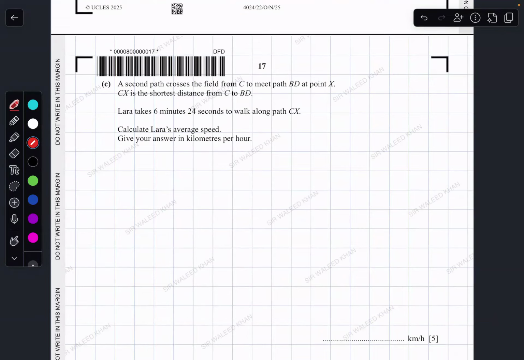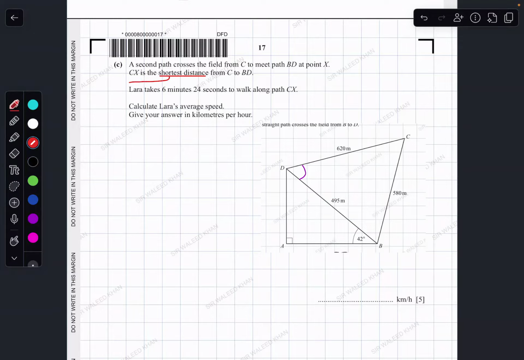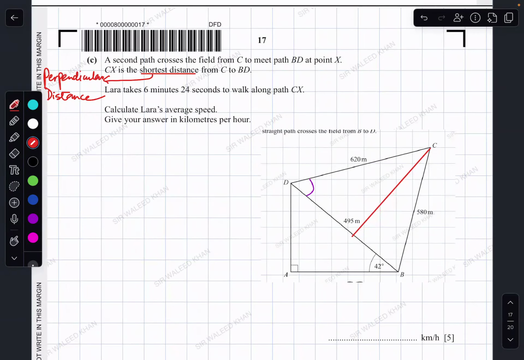So Hiba, can you tell me, shortest distance will be? Shortest distance means? Yes, Hiba? Shortest distance means the perpendicular distance. That means when I draw the line, it should make 90 degrees with the line, 90 degrees like this. And they're saying where they are crossing, it's called X.